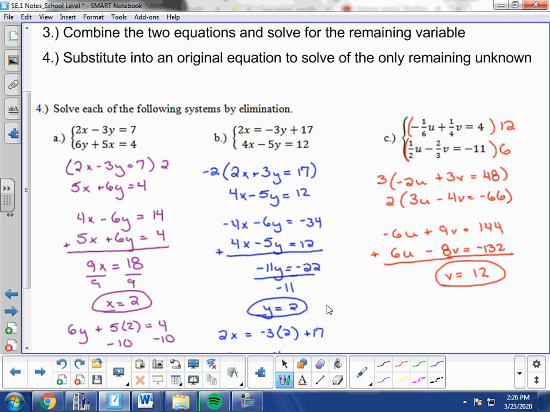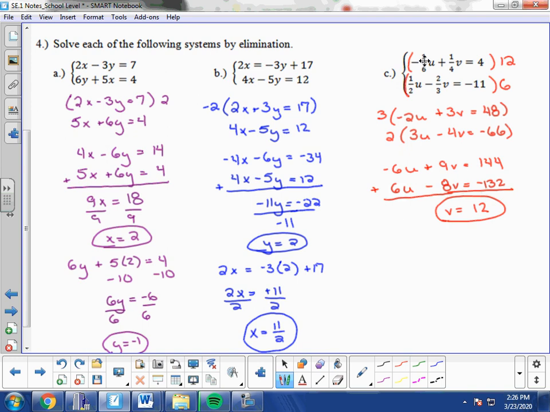Now I do want to be able to figure out what u is, so I can take one of these equations and now substitute in for v. So let's take this first one: negative 1/6 u plus 1/4 times 12 equals 4. 1/4 times 12 is 3, so negative 1/6 u plus 3 equals 4. Subtract 3 from both sides, so negative 1/6 u equals 1. Multiply by negative 6, so u equals negative 6.